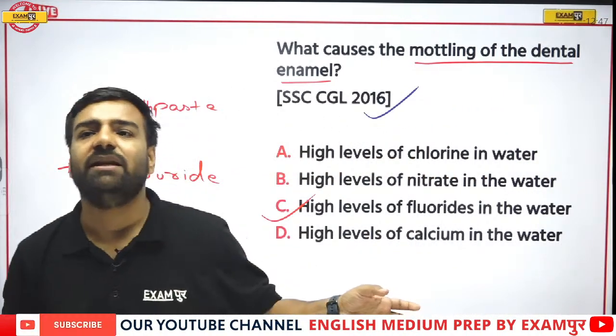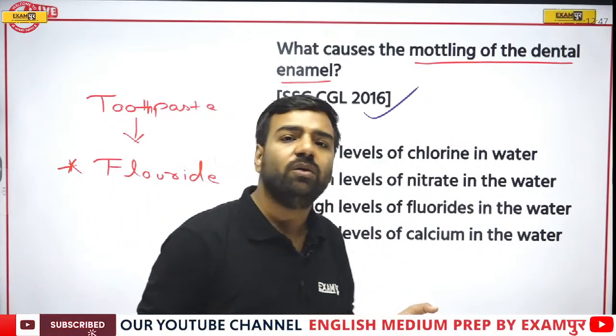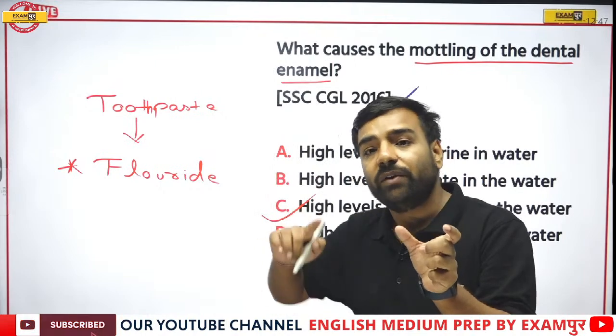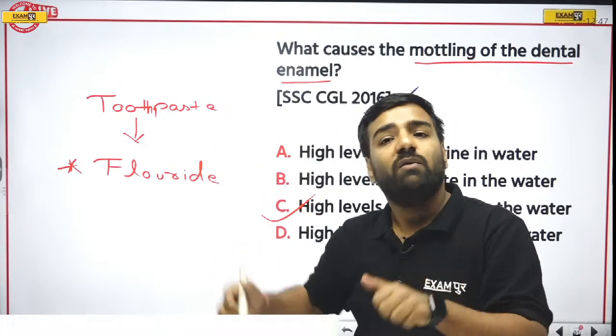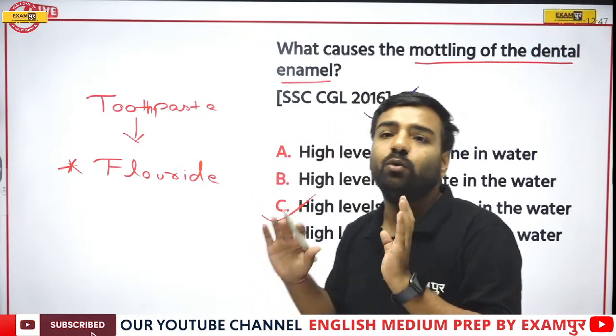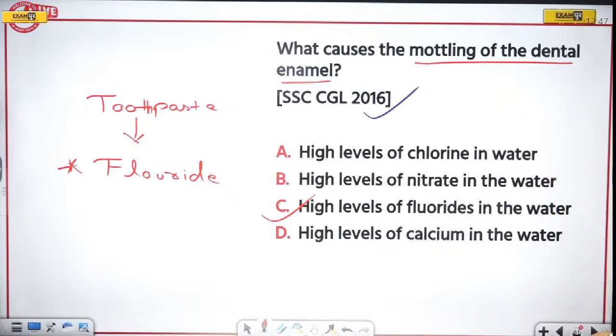Mottling of the enamel is done. So in order to prevent this particular mottling, what do we do? We have to take in fluoride in the normal amount. A very high amount will also create an issue, and very little will also create an issue. So in the right amount, fluoride is important to keep our teeth healthy. A very high amount will lead to mottling of the dental enamel.